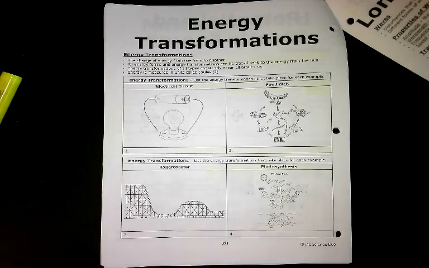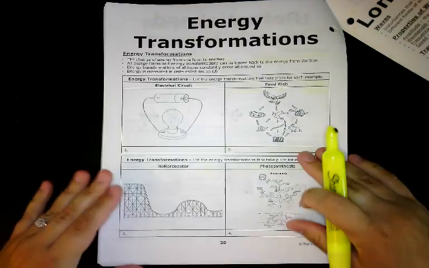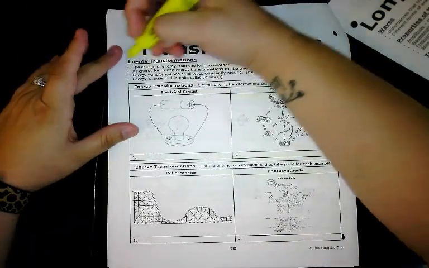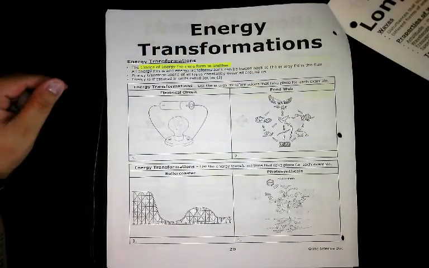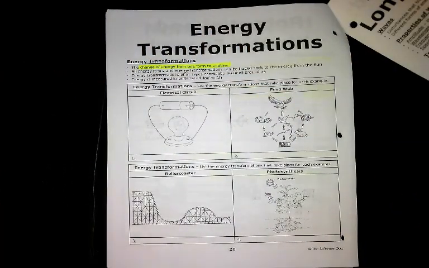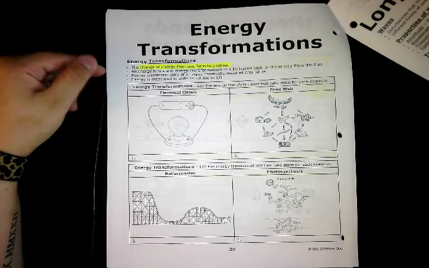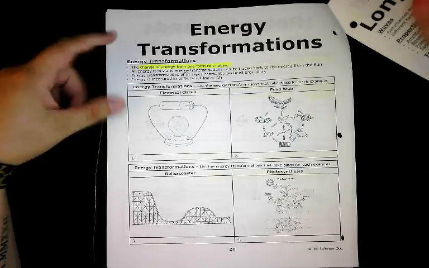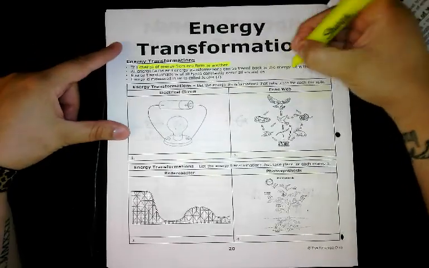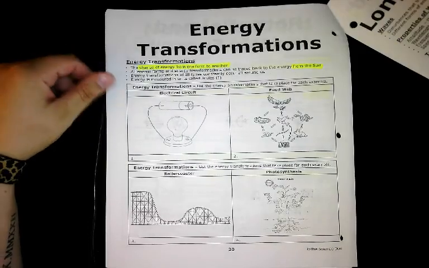And let's get started. So, energy transformations. This is when energy is changing from one form to another. So let's say change from one form to another. That's the most important thing for you to know. All energy forms and energy transformations can be traced back to the energy from the sun. So everything comes from the sun.